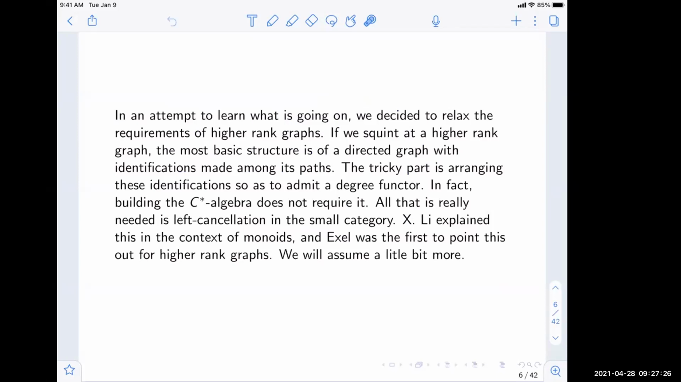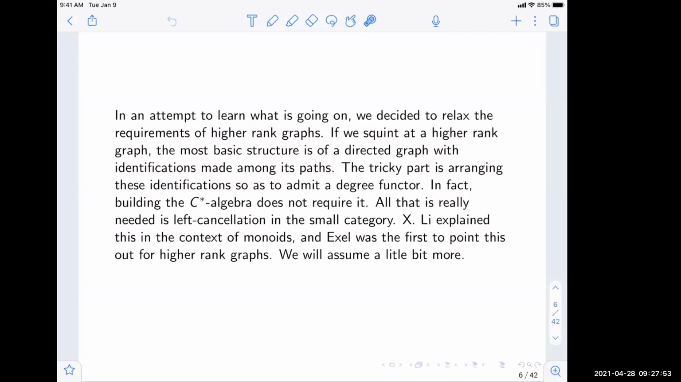So Xin Li has done a huge amount of work. Well, he pointed out that if you have a monoid, it's the left cancellation that allows you to build a C-star algebra. And Rui Exel, I think, was the first person to point out that for higher rank graphs, you don't really need the degree functor. The C-star algebra somehow comes about directly from the left cancellative category, small category.